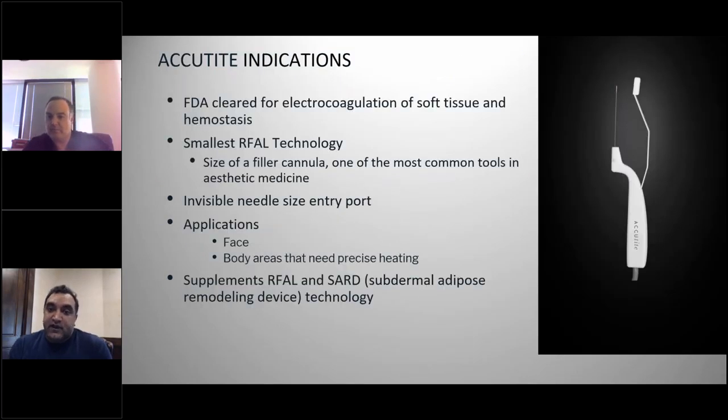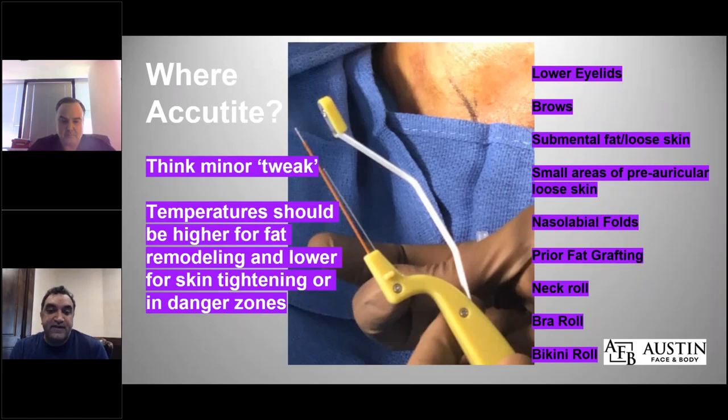It's FDA cleared for electrocoagulation and soft tissue and hemostasis. It's the smallest technology that we have, and I really relate this to the size of a filler cannula. I'm using an 18 gauge port to create an entry point. There are different areas that I've been trying the treatment on. I really started to think of this as a minor tweak, so I didn't oversell this to patients. But as we've gotten better at controlling temperatures, both externally and internally, I've really been able to remodel fat in areas where I wanted to remodel fat, and also improve skin tightening in other areas.